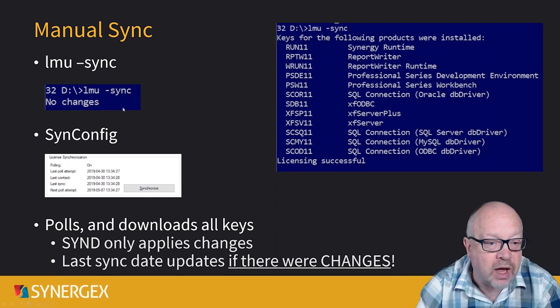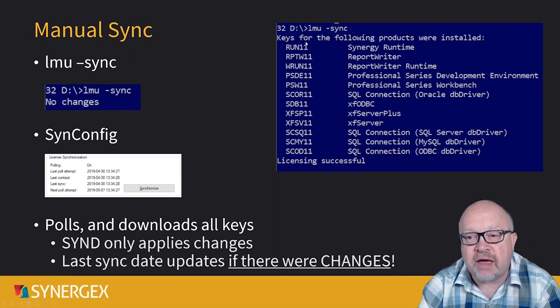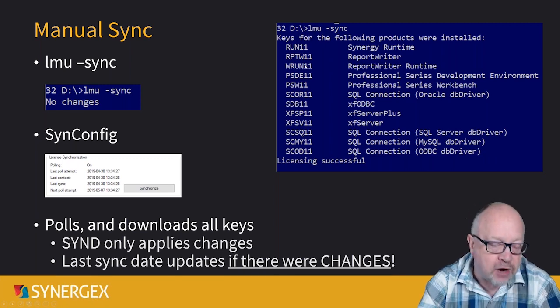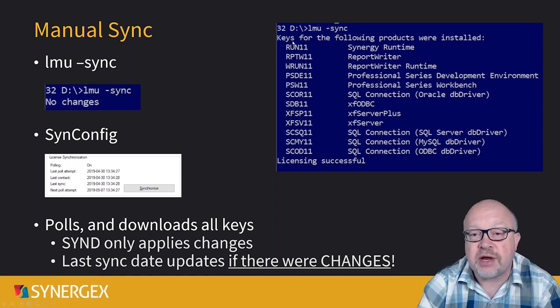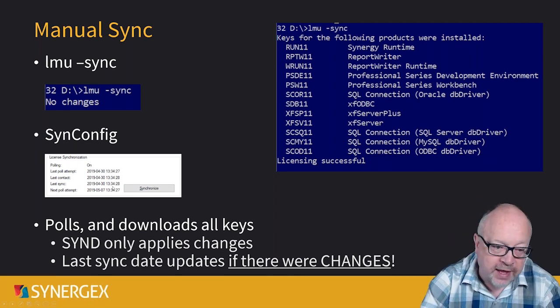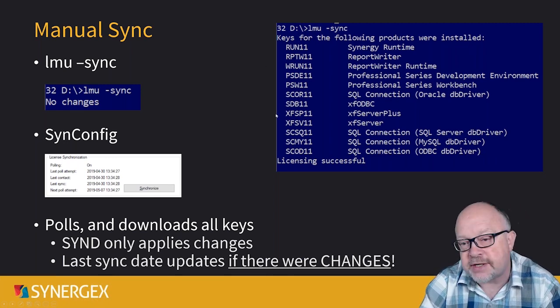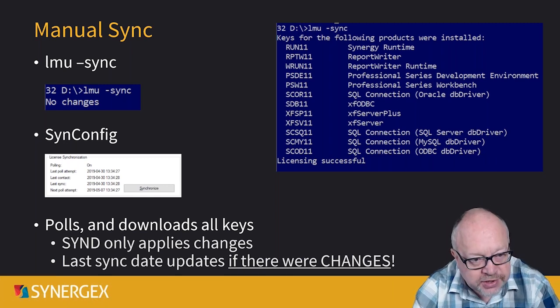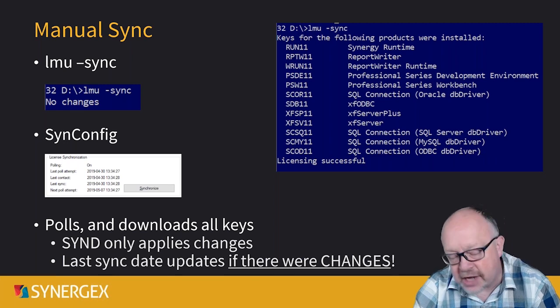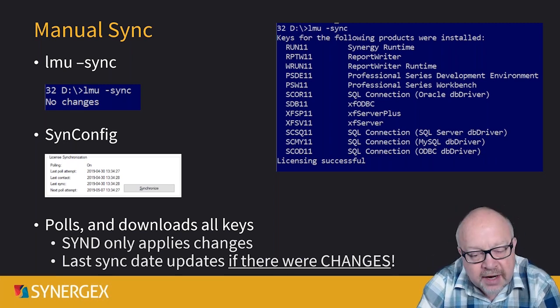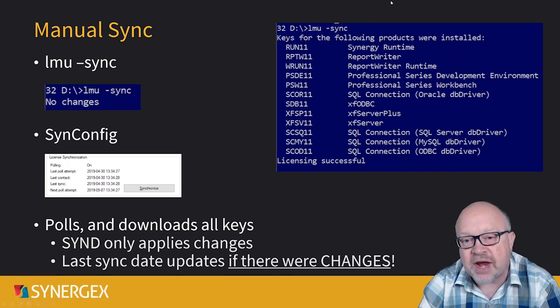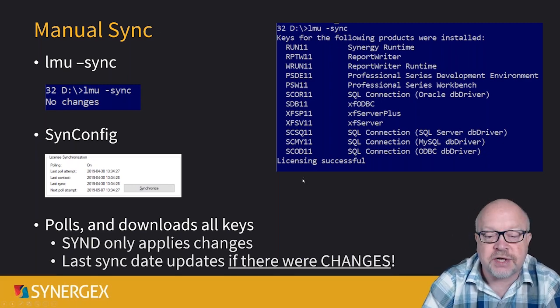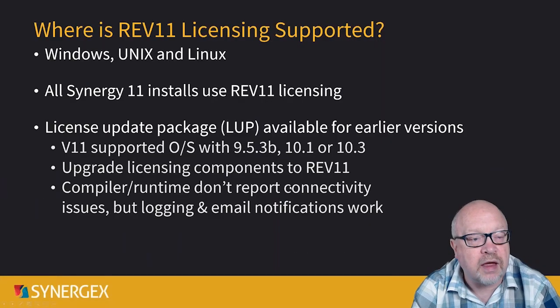When you do a sync, if there are changes, then you will see the details of those changes as well. If there are no changes, you don't see this. But as you can see, it says keys for the following products were installed, and you get a list of the keys. You see the same output in the window in SynConfig if you're making the changes there. So if you've just done a new install, actually a new install is slightly different. There's a slightly different process to this. But if you do a sync manually and keys are pulled down, you will visually see that being informed to you.